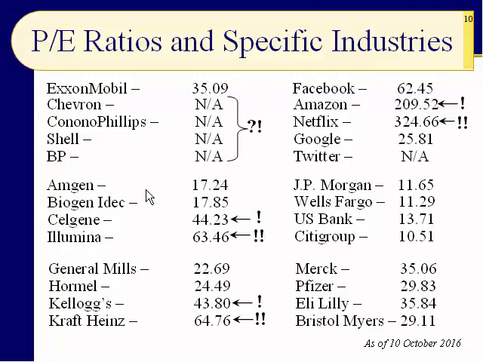Who are these? Amgen, Biogen, Celgene, Illumina. Well, they are biotech companies. And as you would expect, 17, Biogen, 18, respectable PEs, not too high. Wow, look at Celgene, 44. Look at Illumina, 63 and a half.